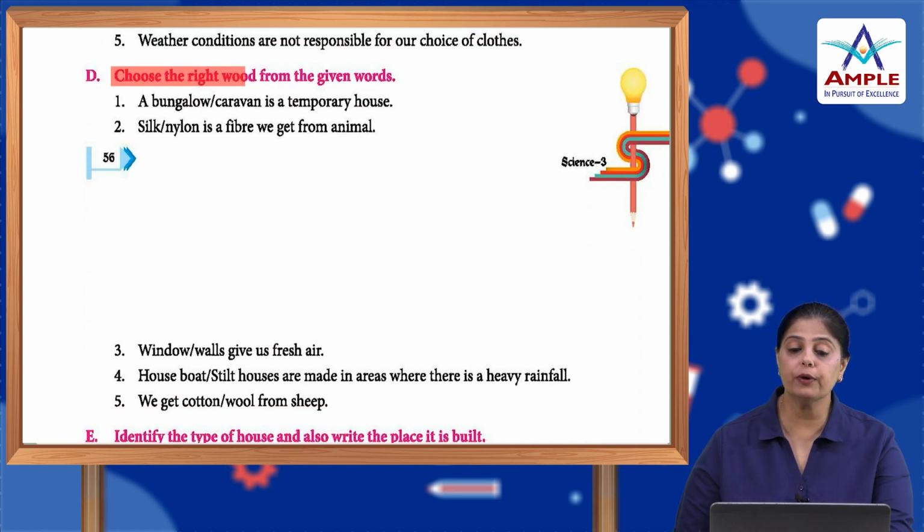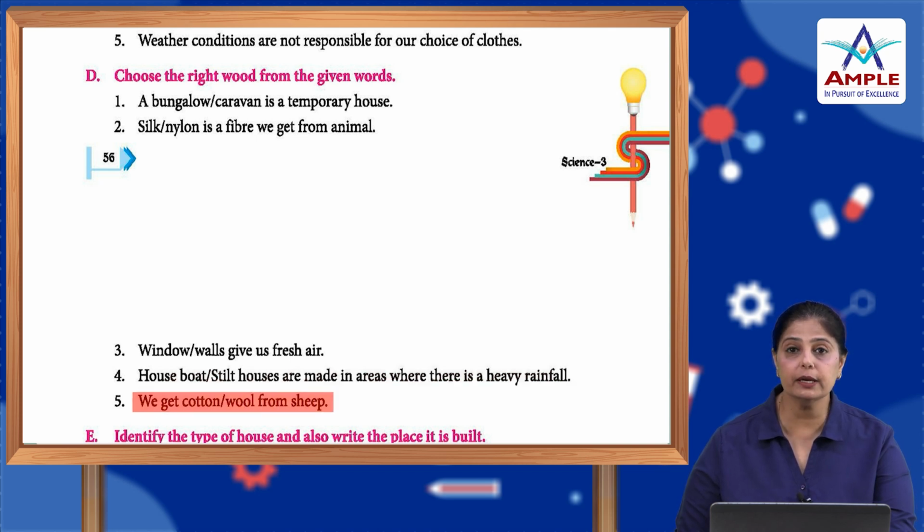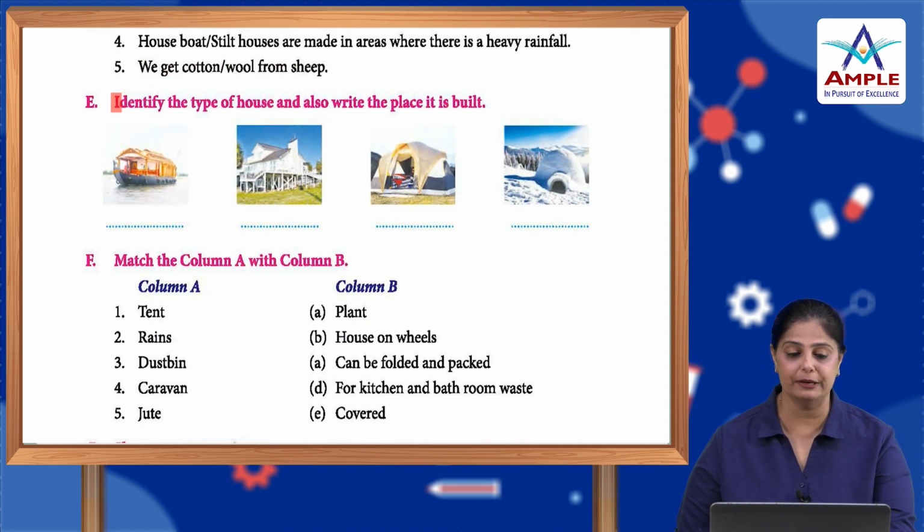Now, choose the right word from the given words. A bungalow, a caravan is a temporary house. A caravan. Silk or nylon is a fiber we get from animal. We get silk. Windows or walls give us fresh air. Who gives it? Windows. With the open windows, obviously children, don't forget that. Houseboat or stilt houses are made in areas where there is heavy rainfall. Stilt houses. We get cotton or wool from sheep. We get wool from sheep.